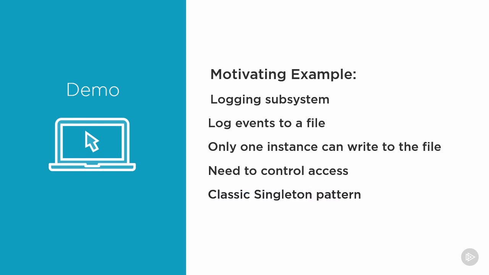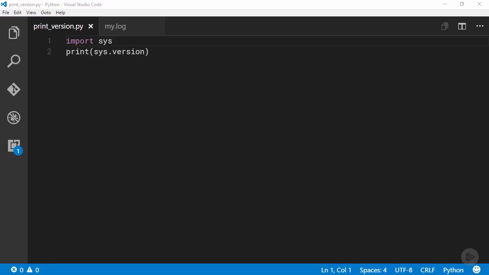This is a classic use case for the singleton pattern. Let's look at one possible implementation. For this demo, I'll be using Visual Studio Code, a relative newcomer to the crowded IDE space. Code is a free, lightweight IDE from Microsoft and runs on Windows, Linux, and OS X. This is a typical code session. I have a simple Python program in the editor that just prints the version.